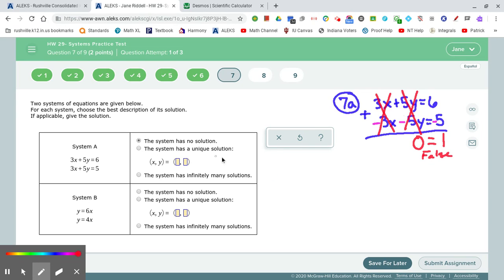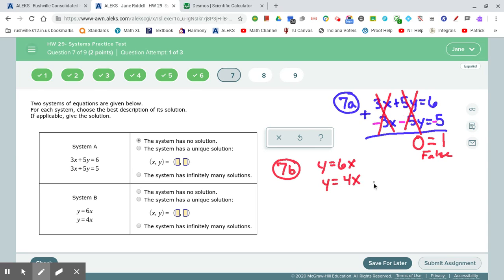My second system on this one, so on my work page, I would label it as 7b. My second one, I have y equals 6x, and I have y is equal to 4x. I can either use substitution or I can use elimination. The choice is yours for how you want to solve it. On this one, I think what I'm going to do is go ahead and continue working with that elimination.